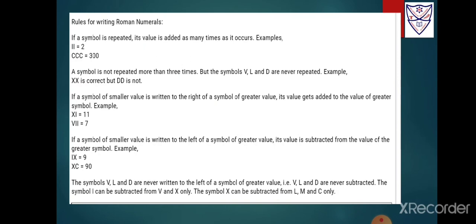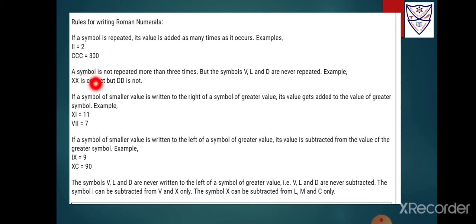Students, let us understand some rules for writing Roman numerals. First rule: if a symbol is repeated, then its value is added as many times as it occurs. For example, if we take I, the value of I is 1. So if it is repeated 2 times, II, 1 plus 1 equals 2. C, the value of C is 100. It is repeated 3 times, 100 plus 100 plus 100, and that is 300.